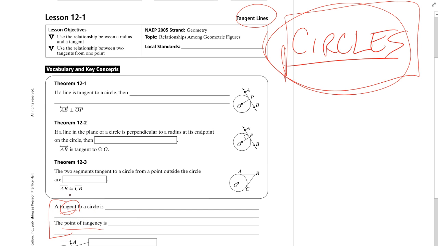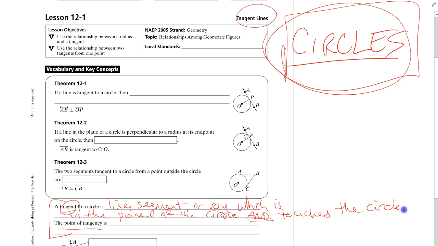First, a tangent to a circle is a line, segment, or ray which is in the plane of the circle. Sounds like Sal Khan repeating myself. And here's the most important part. Touches the circle in exactly one point.